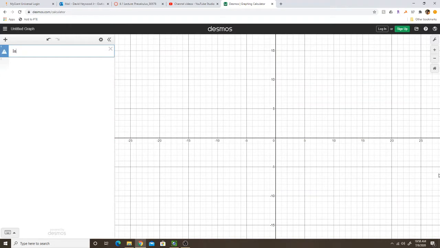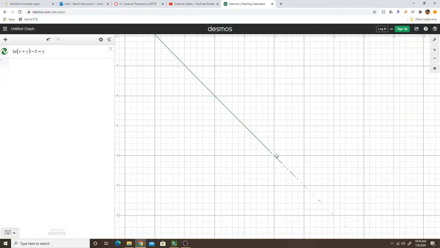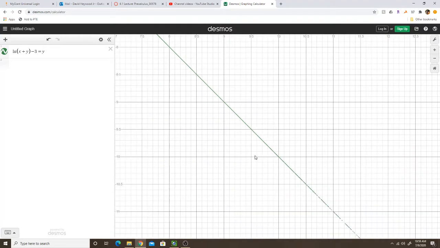So I'm going to do natural log of x plus y minus 3 equals y. Oh, wow, look at this thing. What is even going on here? You're getting some crazy things going on where the domain here is really choppy. This is probably because you're looking at natural log of x plus y, and remember, logarithms are not defined whenever their arguments are less than or equal to zero. So if y is a negative number whose absolute value is greater than x, then you're going to have domain issues. Sometimes you do and sometimes you don't, and you can see the craziness that's ensuing there.